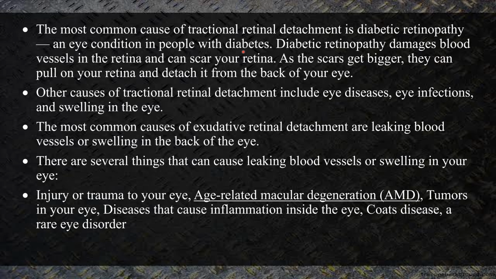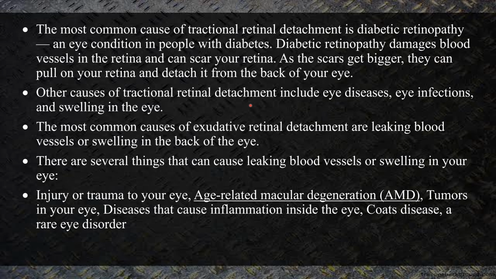The common cause of tractional retinal detachment is diabetic retinopathy, an eye condition in people with diabetes. So people who have diabetes get this diabetic retinopathy. Diabetic retinopathy damages the blood vessels in the retina and can scar your retina. We already know, because in diabetes what will happen? It affects all organs. It affects your kidneys, your eyes, your feet, everything. So as the patient is more diabetic, the retina is also affected. As the scar gets bigger, it can pull on your retina and detach it from the back of your eye.